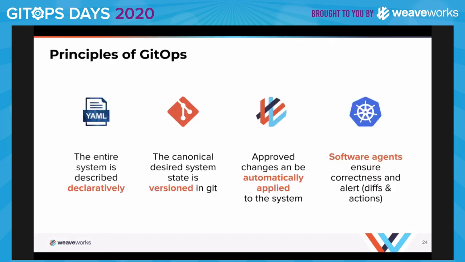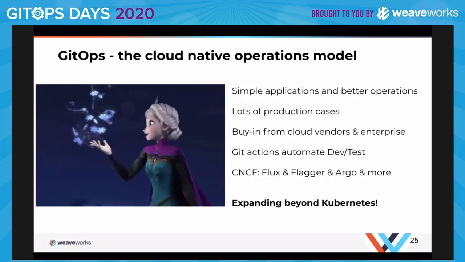So there are those principles again. The system is described declaratively. That lives in version control. We have approved changes, manual policy sometimes, that are then automatically applied. And we use software agents to ensure correctness and alert on drift and take action. Next slide, please. So it's a cloud native operations model, simplifying and making applications and operations better. There are loads and loads of production use cases now. You'll hear about some today and tomorrow.